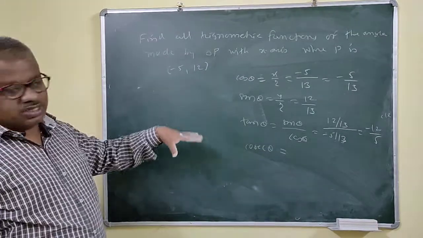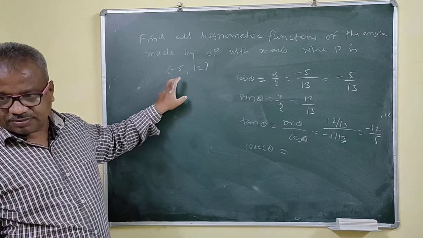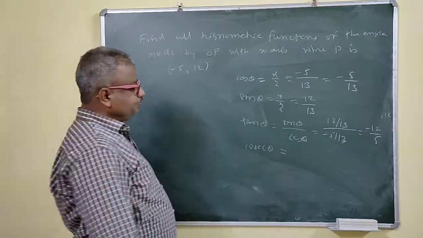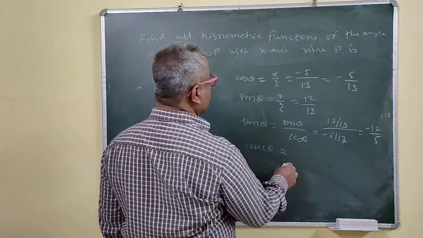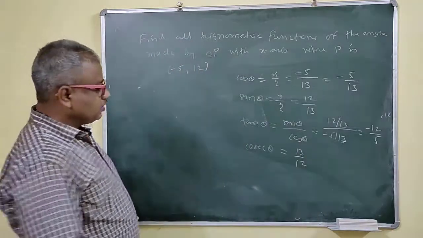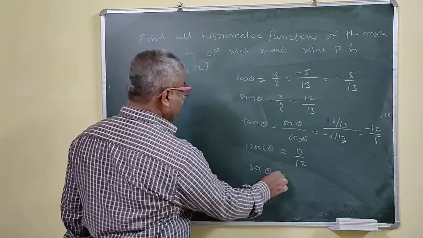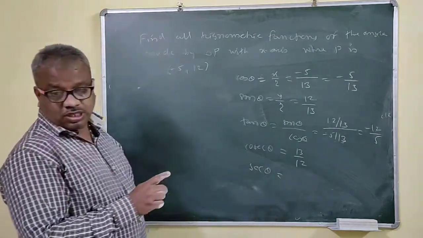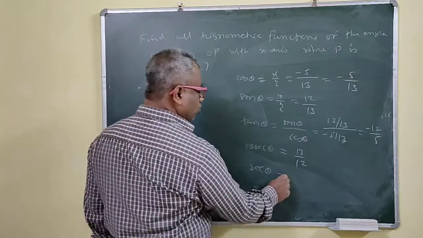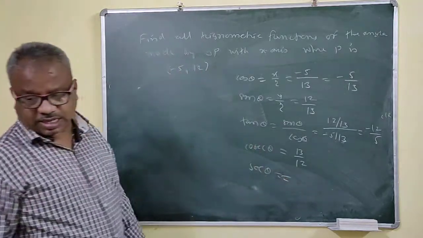See, we have calculated all these trigonometric ratios with the help of this point. Right? Cosec theta is the reciprocal of sin theta. Is what? 13 by 12. Sec theta. Now see, your problem is what? Find all trigonometric ratios. That means you have to find all 6 trigonometric ratios.